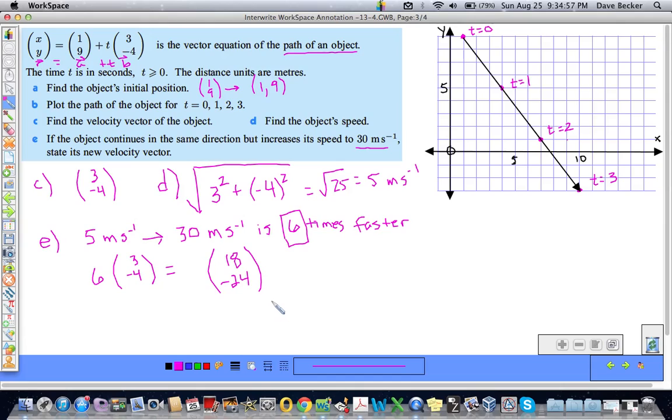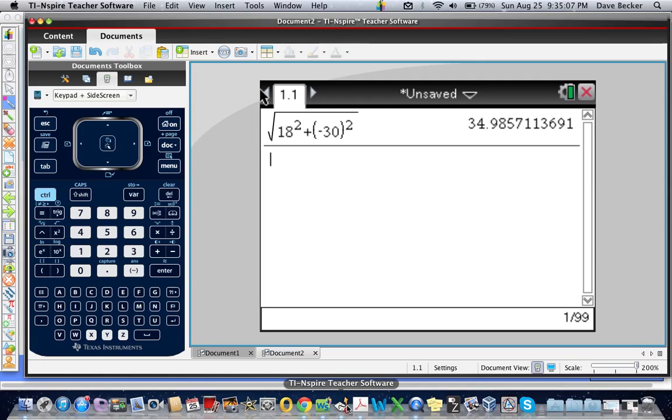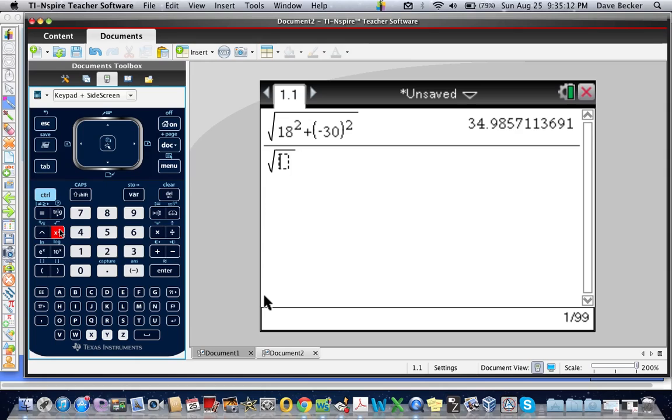Okay? And one way you can check it, if you're paranoid about it, is the magnitude of this must be 30 meters per second. And I just happen to have my handy dandy calculator here. So we'll check her out. So let's see, square root of 18 squared plus negative 24 squared, and that's going to equal 30. There we go. So we know we're right.